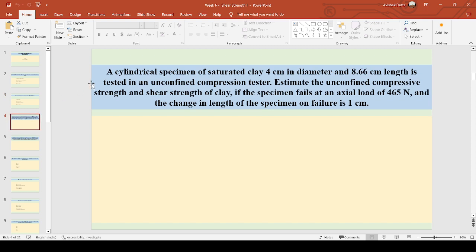This is a very important numerical. A cylindrical specimen of saturated clay 4 centimeter in diameter and 8.66 centimeter length is tested in an unconfined compression tester. Estimate the unconfined compressive strength and shear strength of clay if the specimen fails at an axial load of 465 Newton and the change in length of the specimen on failure is 1 centimeter.